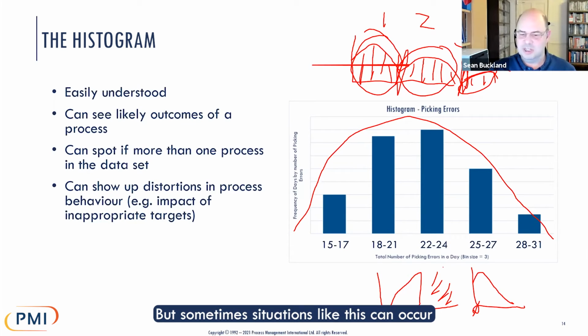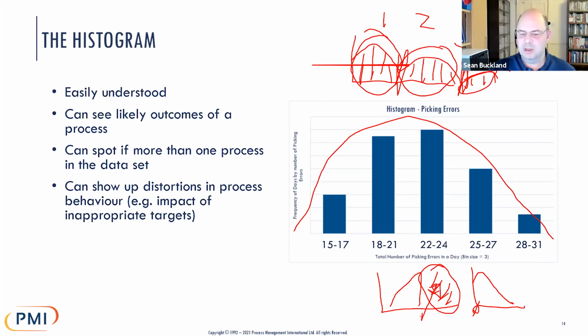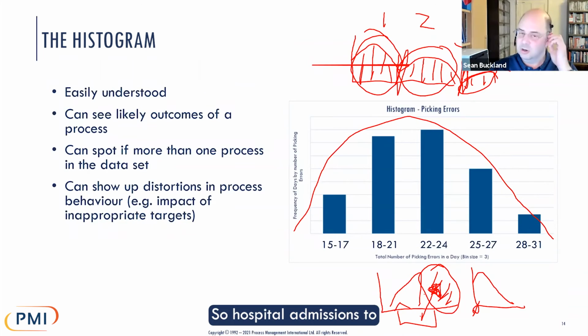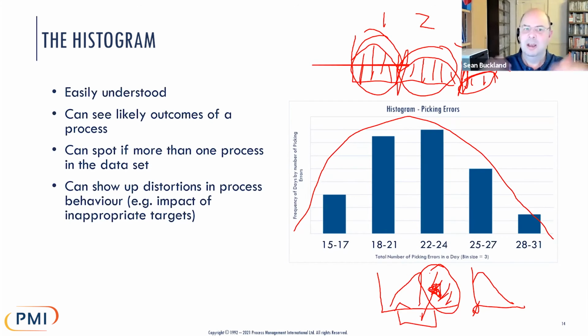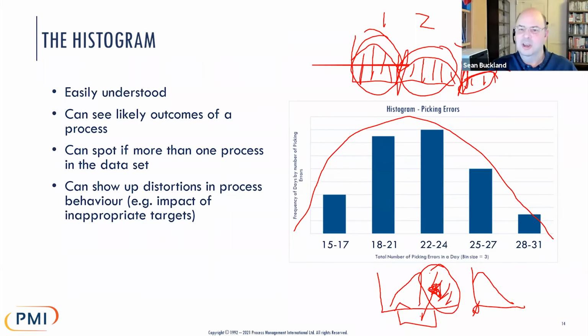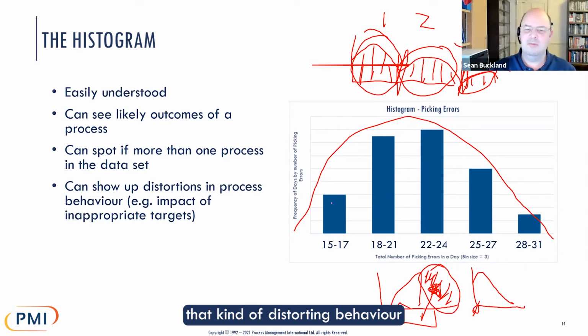But sometimes situations like this can occur if there's some distorting behavior going on. Maybe some target has been implemented, and in fact the system is being distorted and people are cheating. Hospital admissions to A&E was very common on this one, where, oh, we're about to miss the waiting time target, so please walk out and then come back in and re-register, because then we'll say that you abandoned and we'll start the clock again for you. But don't worry, you won't lose your place in the queue. That kind of distorting behavior.